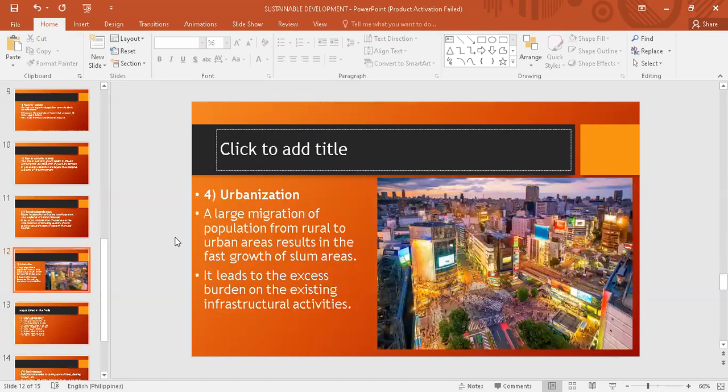Okay? Next is urbanization. Okay? Yung migration ng tao from rural areas to urban areas results in the fast growth of slum areas, no? Ito po ay a picture of the Tokyo, the populous city in the world. It leads to excess burden of the existing infrastructure activities. Kung mapapansin nyo, no? The more na matao sa isang city, kailangan niya ng spaces for tirahan.